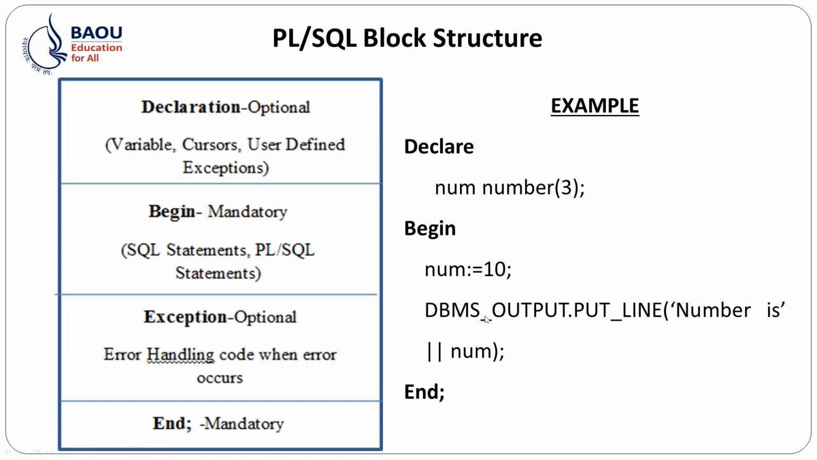After that, DBMS_OUTPUT.PUT_LINE is used to print the number. "Number is" is a message, and the pipe operator connects this message with the num variable. So the output of this code is "number is 10" because num displays the value 10, and after that comes end and then a semicolon. If you want to run this block, write a slash and then press enter.